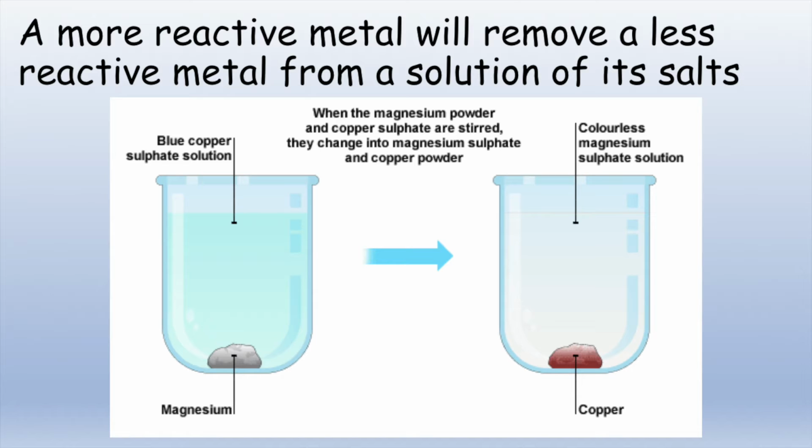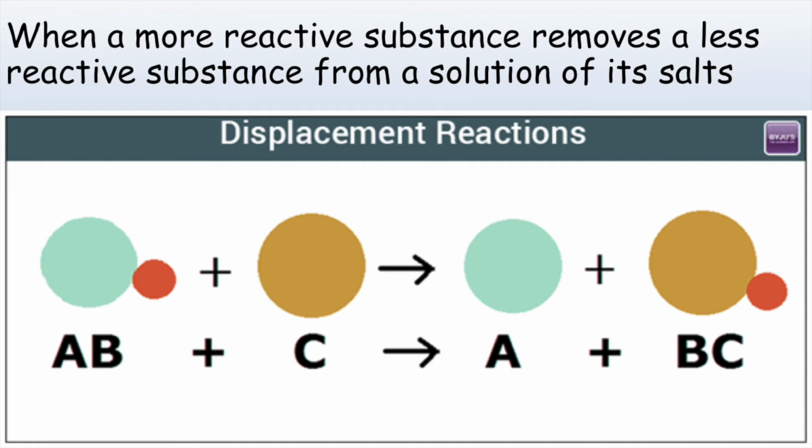It's important that you remember this series of events as you may be asked to add state symbols to an equation. Look at the diagram. This is a model to show displacement. Here, C is more reactive than A, so C takes A's place.